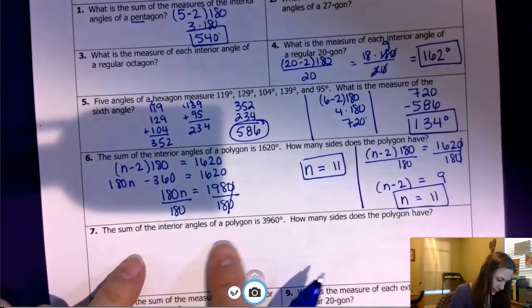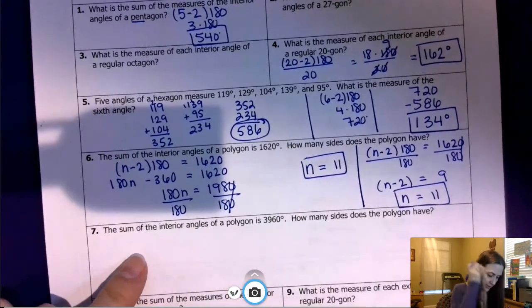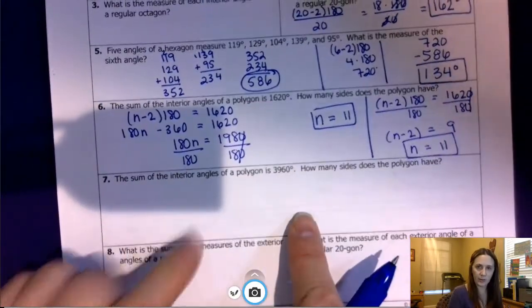The sum of the interior angles of a polygon is 3960. How many sides does the polygon have? Go ahead and pause and see if you can work this one out.